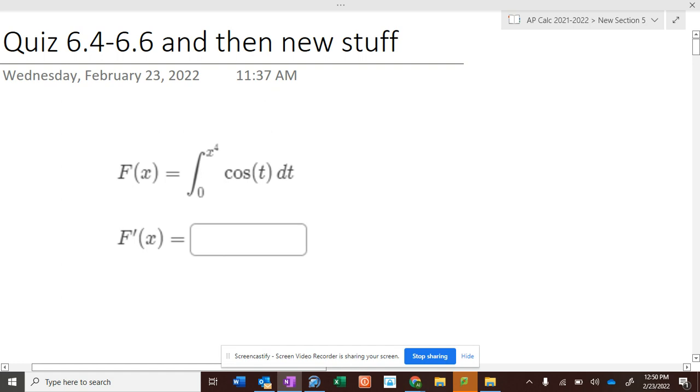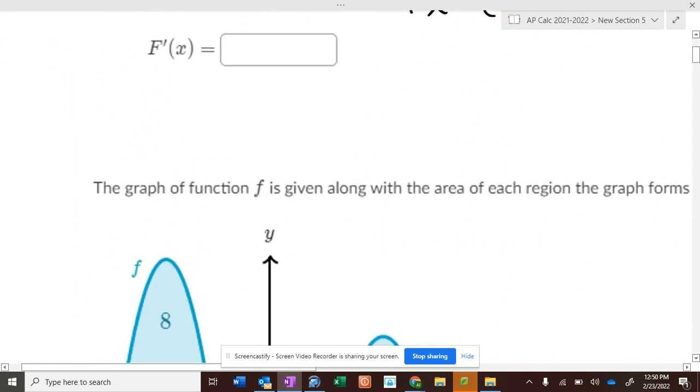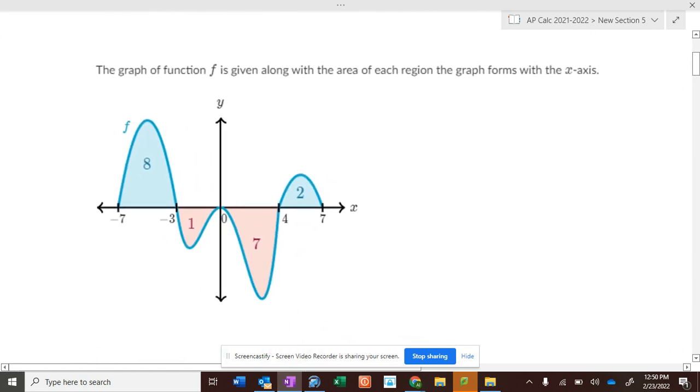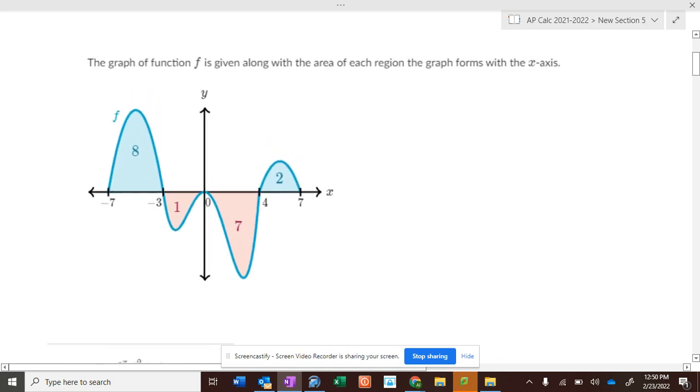Okay, it's been like a hot minute since we've had class, so plug this in for t, and then take the derivative of this, put it out front. So this would be 4x cubed cosine of x to the fourth. That's it. Okay. This one, what would be the area?